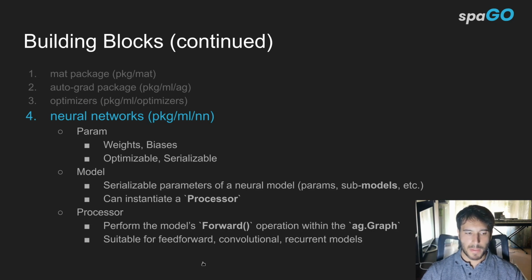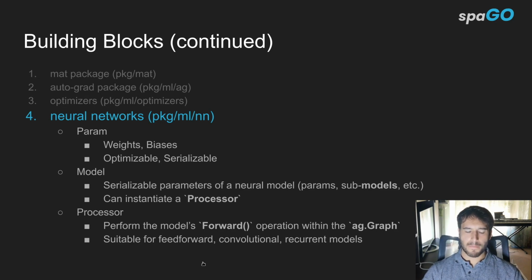Then you find the model, and you can think of a model like a container of parameters. So the model will contain a sequence or a series of weights and a number of biases, and it can contain other models. So with a model, you can mix parameters and submodels to create more complex architectures. And the model has an important role, which is to instantiate a processor.